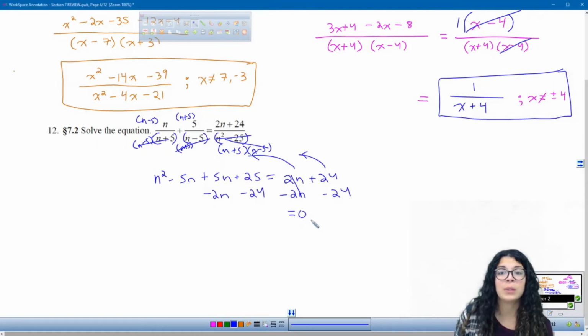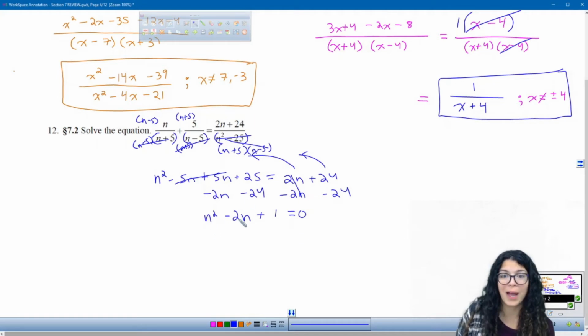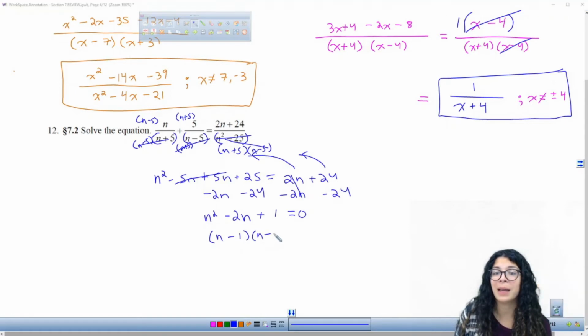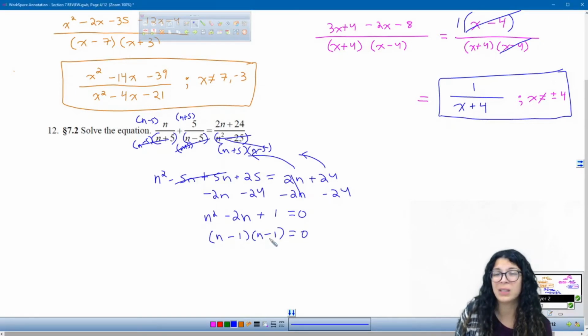And that'll give me equals 0. Then if I simplify the left-hand side, n squared plus 5n minus 5n cancels, so that's just negative 2n, and 25 minus 24 is 1. I get a quadratic. I could also factor that quadratic. It would factor into n minus 1 times n minus 1, since negative 1 times negative 1 is 1, negative 1 plus negative 1 is negative 2. I get the solution of n equals 1.